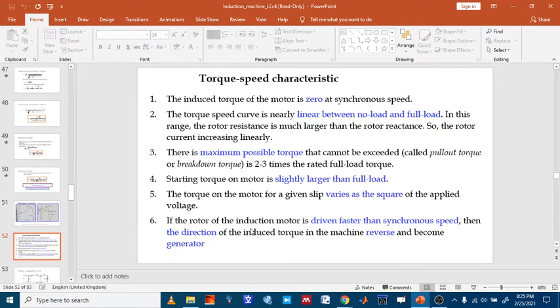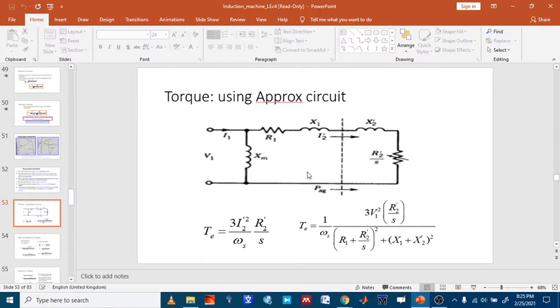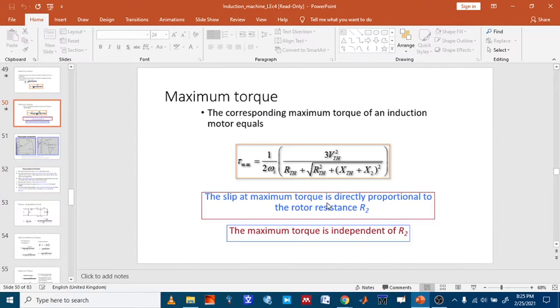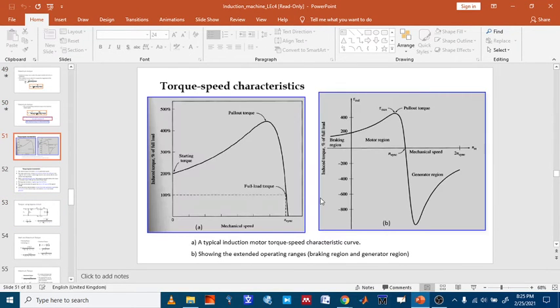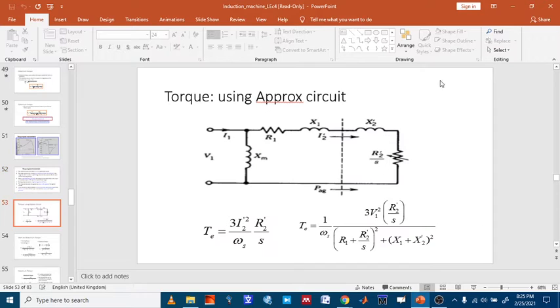You can just read this part. Speed characteristics using approximate circuit: don't consider this, it's not necessary. It's the same as this one, the Thevenin's theory. Don't consider this section.